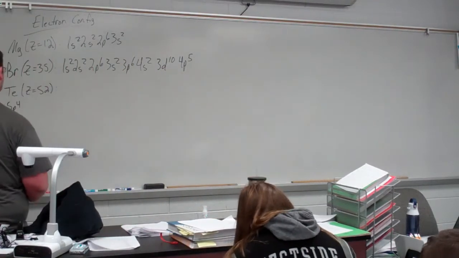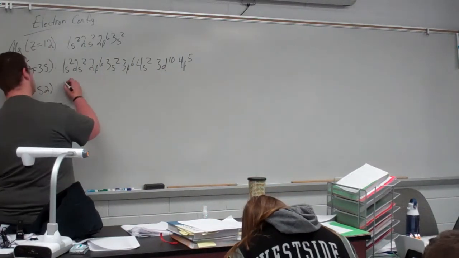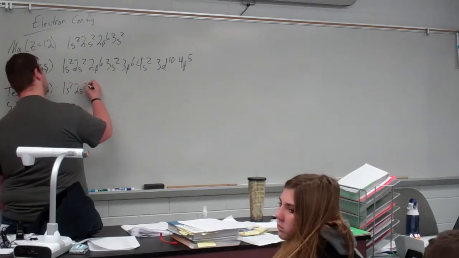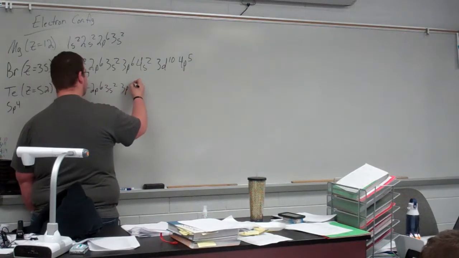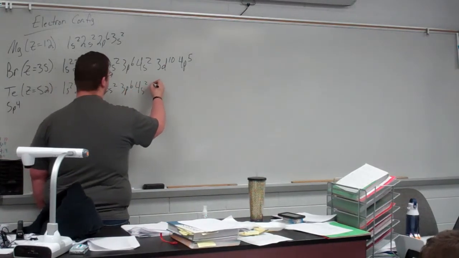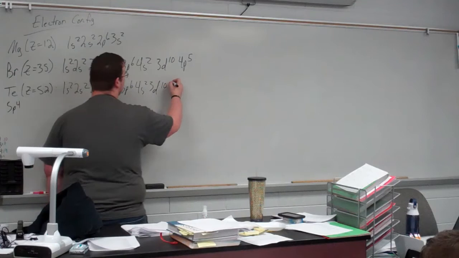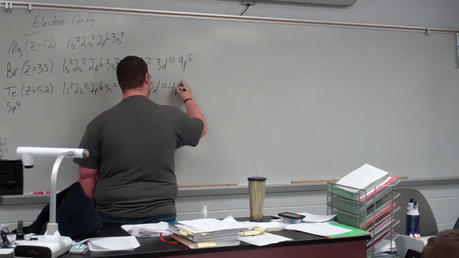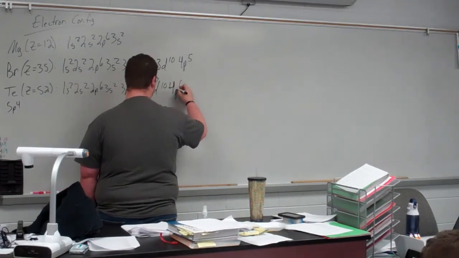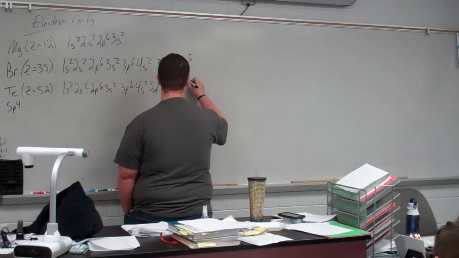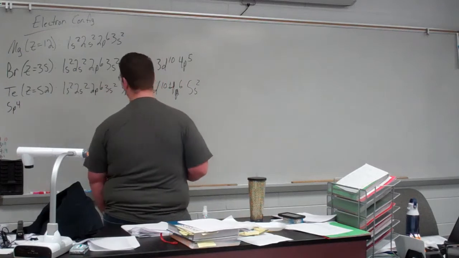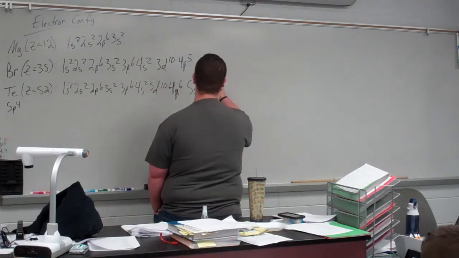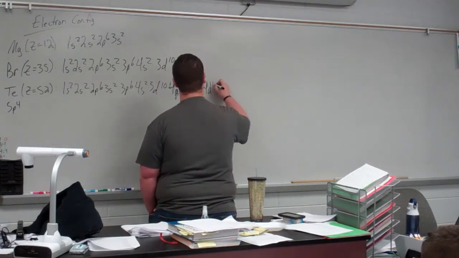Alright, so tellurium, we stop at 5p4. So 1s2, 2s2, 2p6, 3s2, 3p6, 4s2, 3d10, 4p6, 5s2, 4d10, and we stop at 5p4.